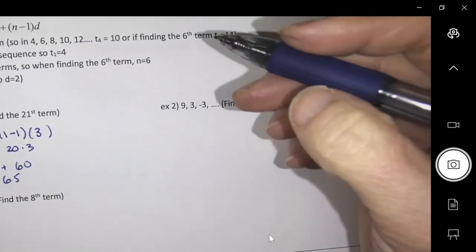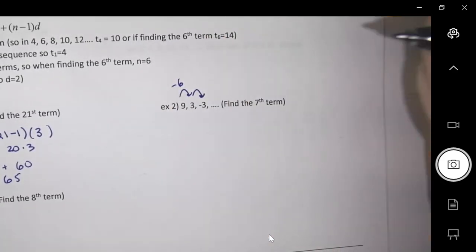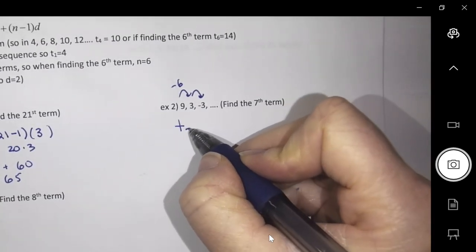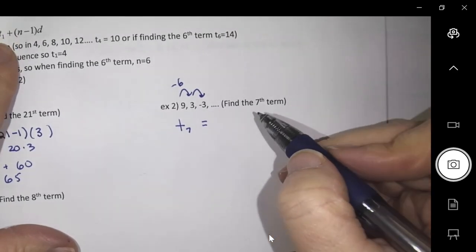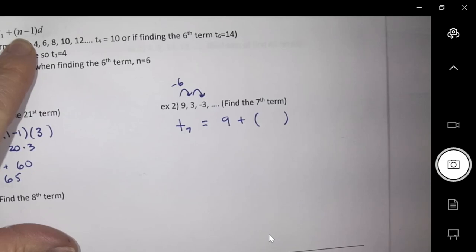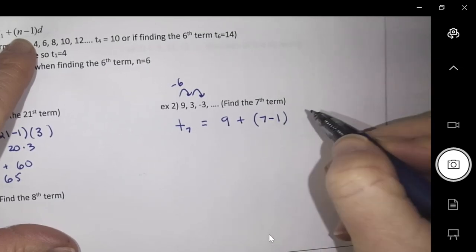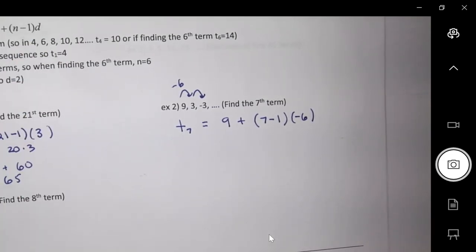Okay, number 2. So actually, let's go here first. What am I doing each time? Negative 6. Subtracting 6. I'm adding a negative 6. Okay, we're trying to find term 7, equals term 1, which is going to be 9 plus n, how many terms I'm trying to go to. So 7 terms minus 1 times the difference, which you told me was negative 6.